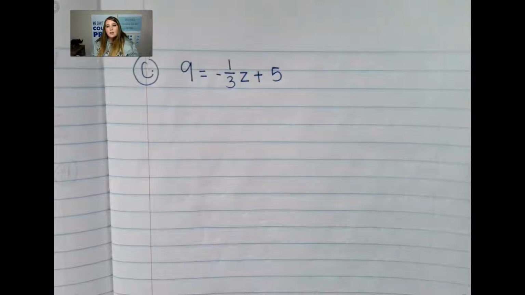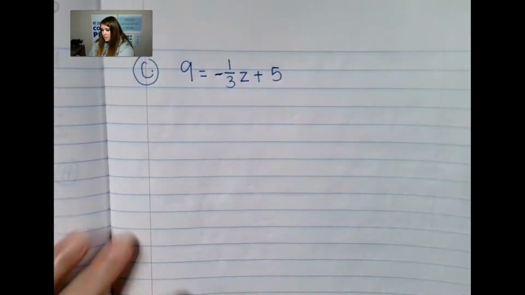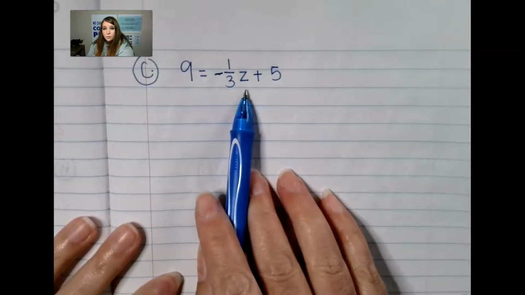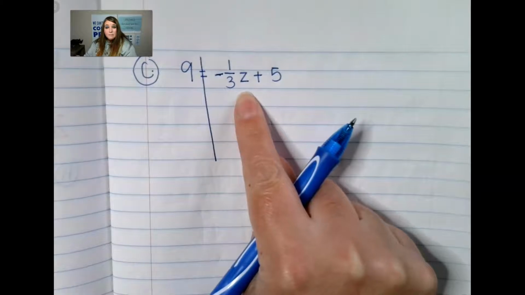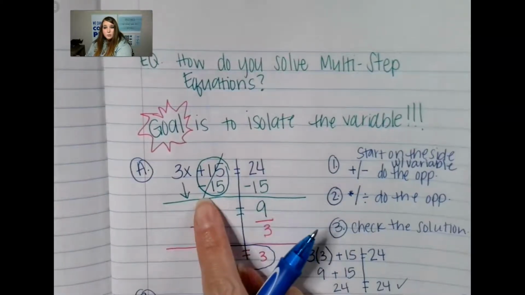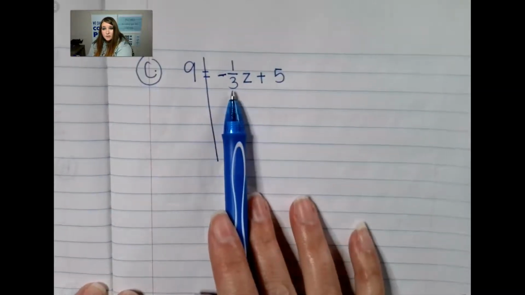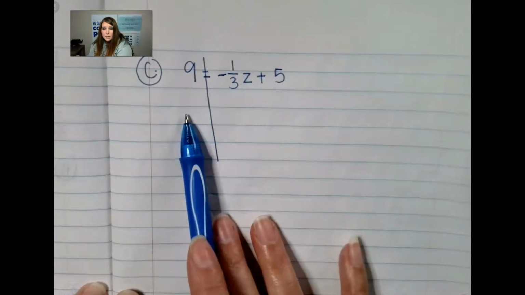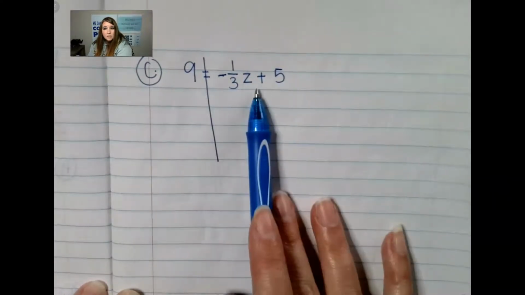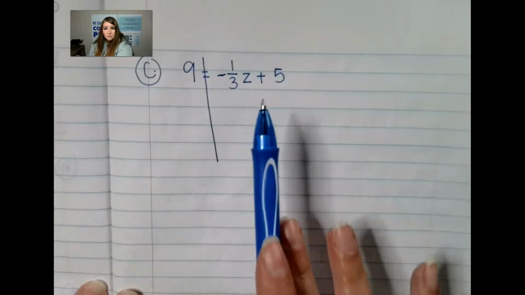Okay, again, our job is to start on the side that has the variable. This time it changed. Last time our variable was on this side. It doesn't matter which side you start on. All that matters is that you start on the side that has the variable. Your problem can be written either way. So your problem can have the answer here and the variable on this side, or switch it, but you have to start on the side with the variable.